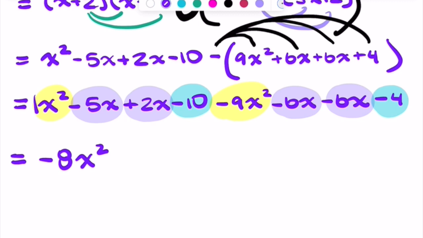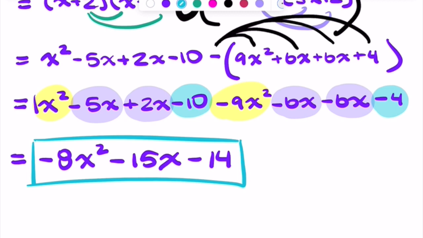-5, +2 give me -3. -3 and -6 give me -9. -9 and -6 give me -15. And then just for my numbers, -10 and -4 give me -14.